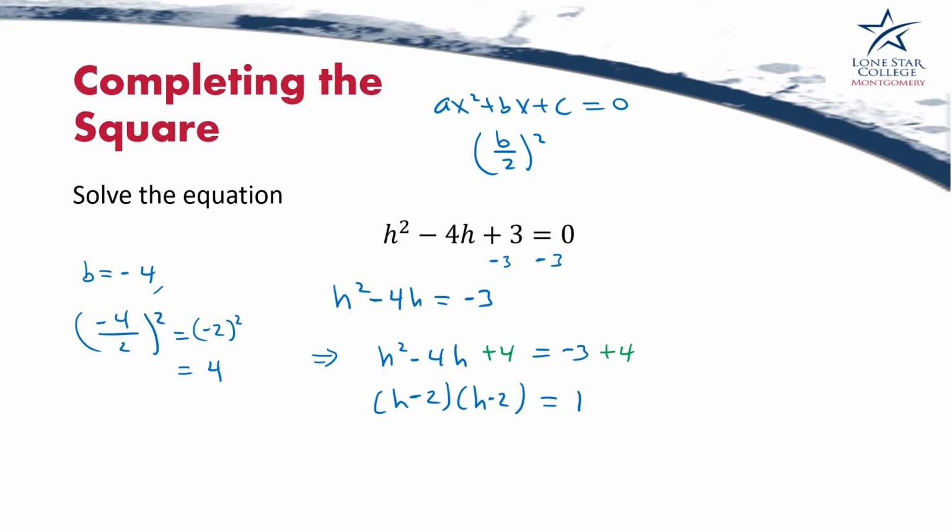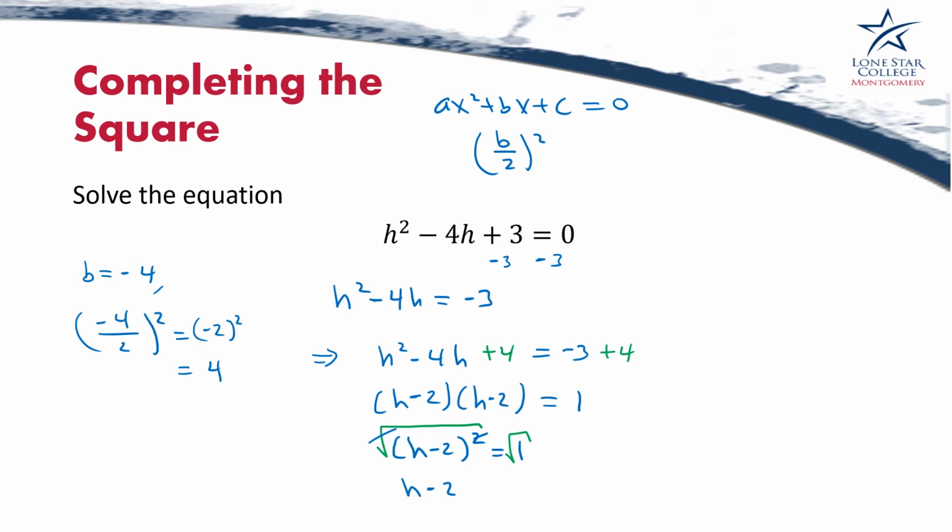And h minus 2 times h minus 2, another way to write that, is h minus 2 squared equals 1. So this on the left is what's called a perfect square. Whenever you complete the square, you should get a perfect square. Now to solve this, just like the last one before, you want to get rid of the square. The best thing to do is the opposite of it, which is the square root, because they cancel each other out. What you do on one side, you have to do to the other. Square root both sides. On the left, the square and square root cancel.